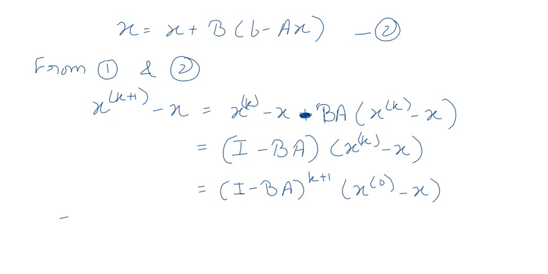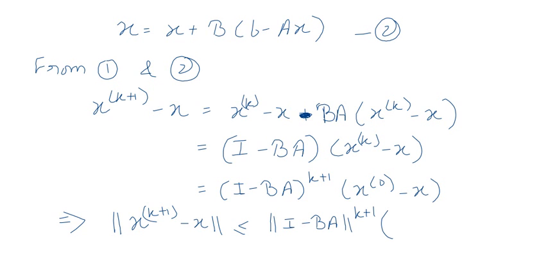Now this will imply, if you take any subordinate matrix norm, norm of xk plus 1 minus x is less than or equal to norm of I minus BA to the power k plus 1, using the submultiplicative property, times norm of x of 0 minus x. Now the question is when this tends to 0 as k tends to infinity. So there is a question mark.